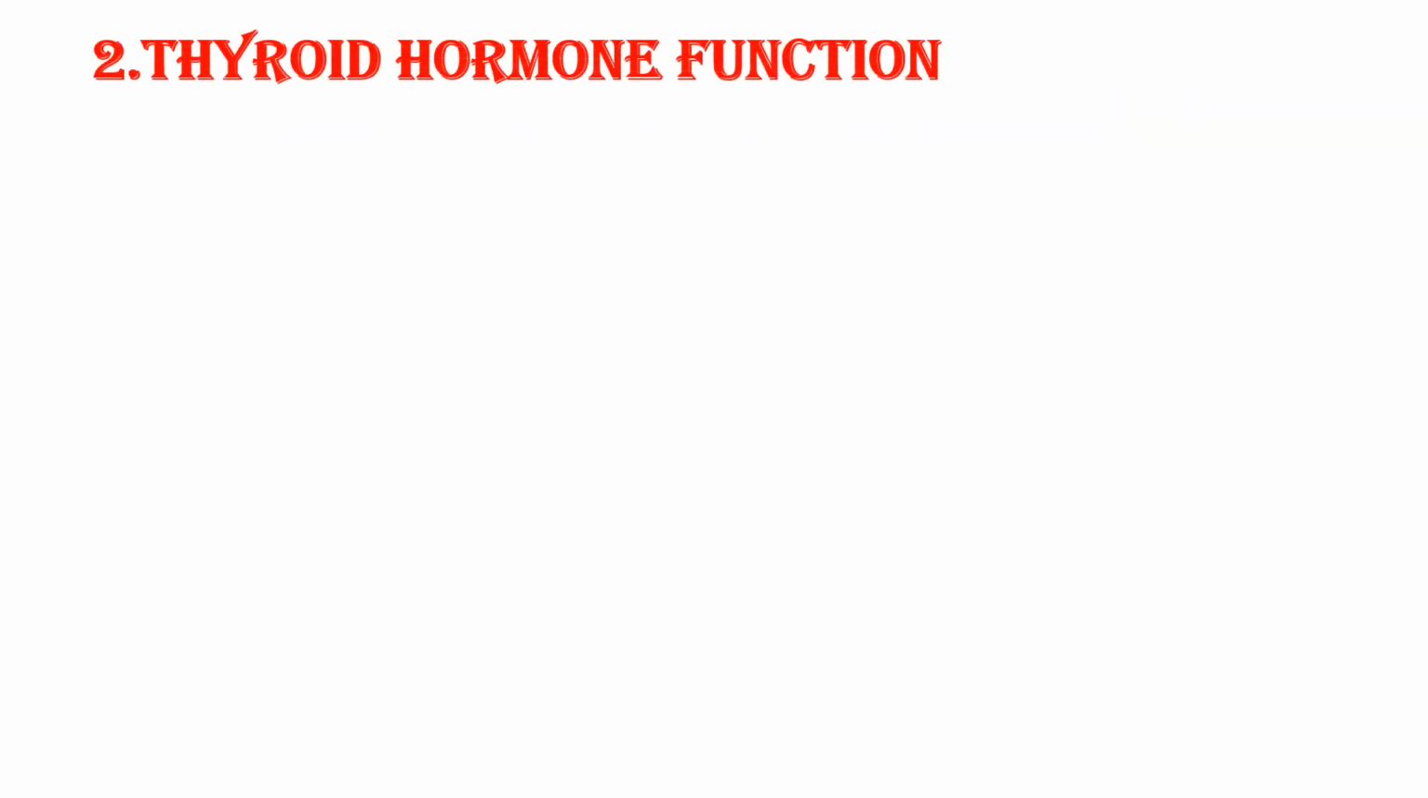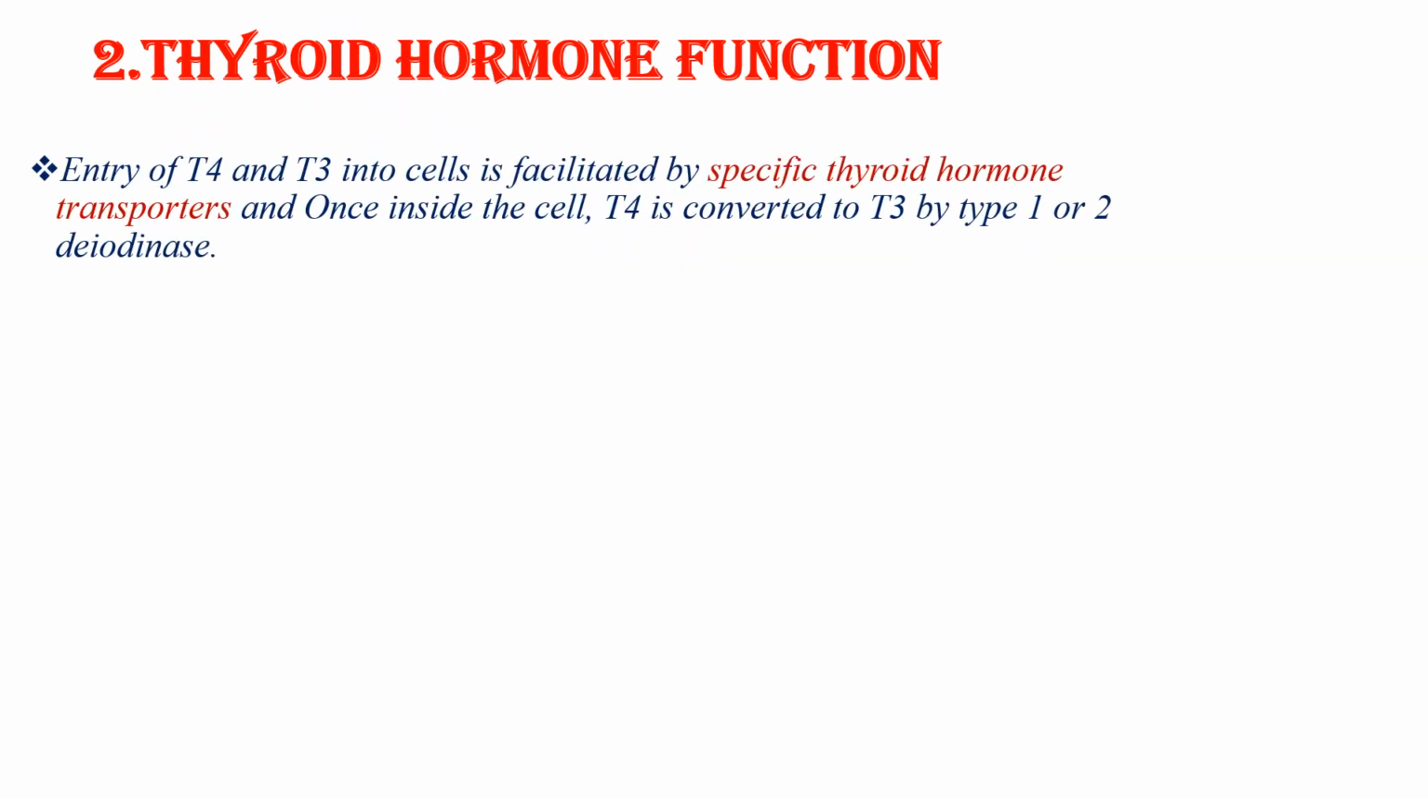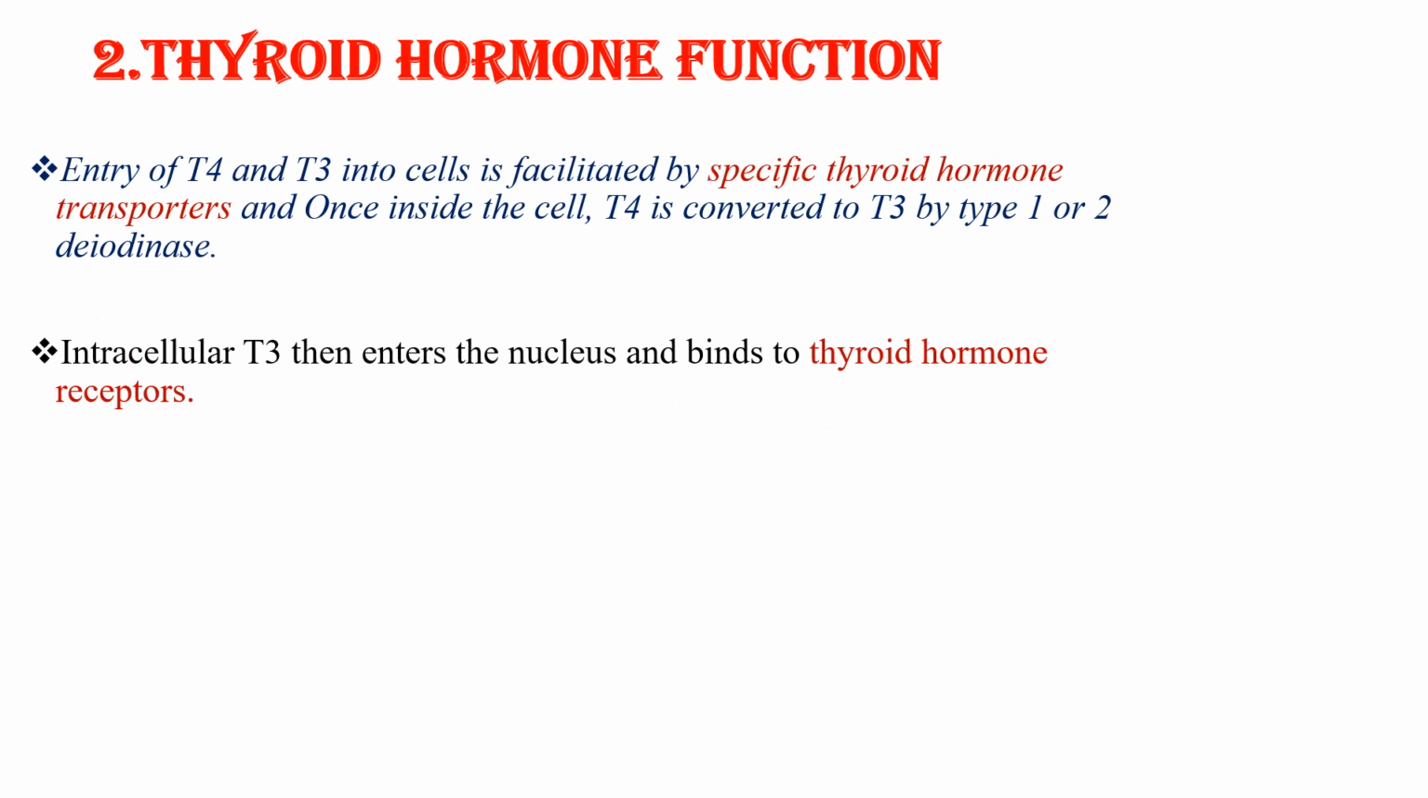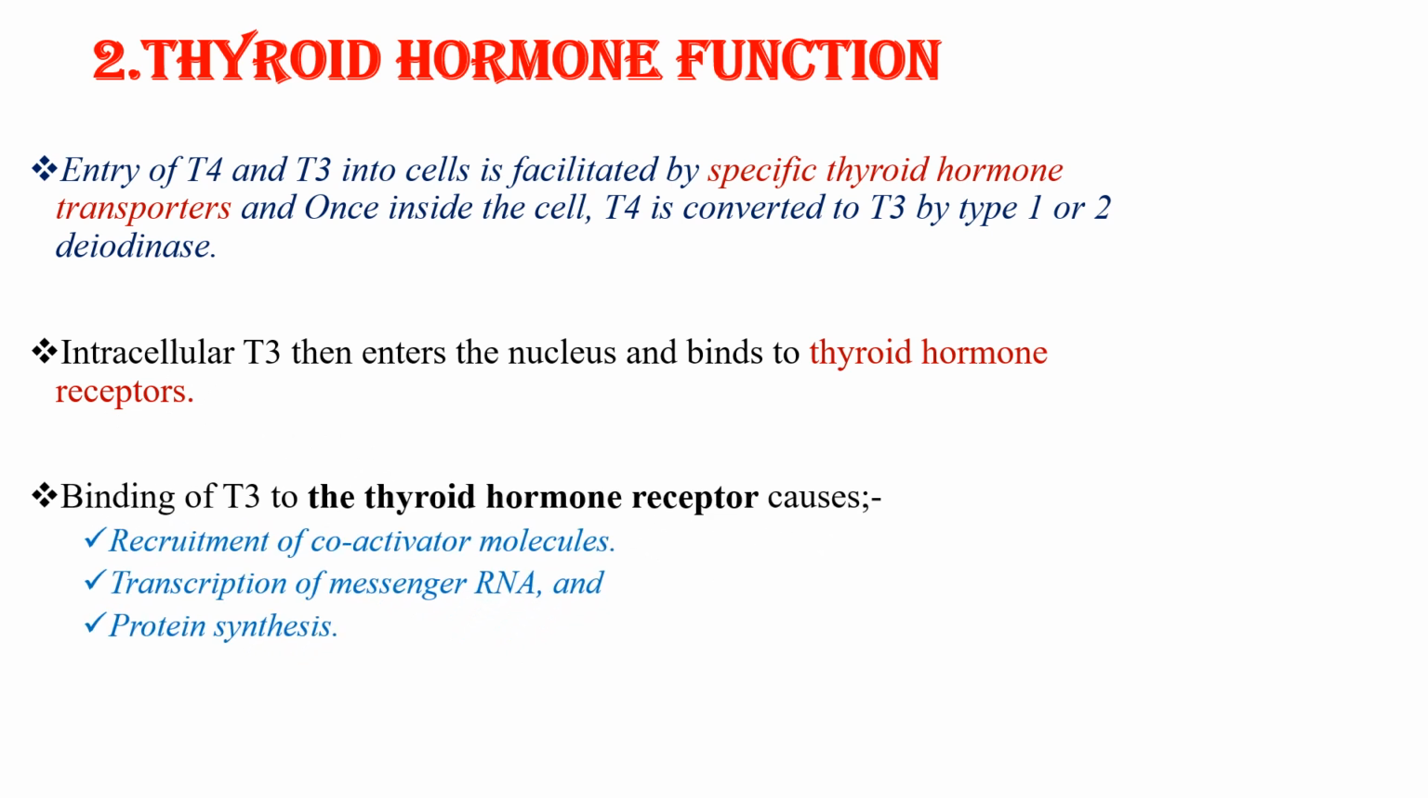Let's see thyroid hormone function. Entry of T4 and T3 into cells is facilitated by specific thyroid hormone transporters. Once inside the cell, T4 is converted to T3 by type 1 or 2 deiodinase, as I have said. Intracellular T3 then enters the nucleus and binds to the thyroid hormone receptor. Binding of T3 to the receptor causes recruitment of coactivator molecules, transcription of messenger RNA, and protein synthesis.